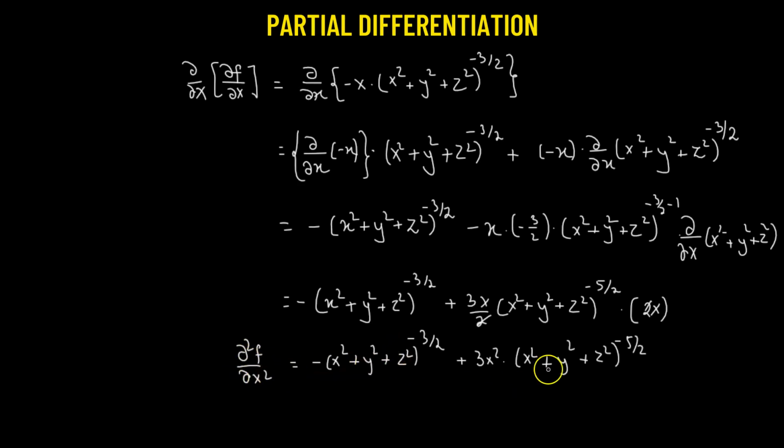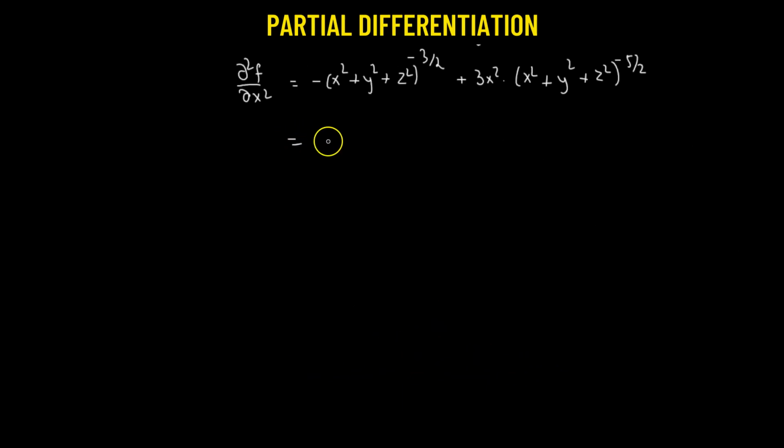Now what we'll do, we'll try to further simplify this given expression. So let's do that. We will take (x squared plus y squared plus z squared) raised to the power of negative 5 over 2 as the common factor. So this is going to leave us with negative of (x squared plus y squared plus z squared) raised to the power of 1, plus 3x squared.